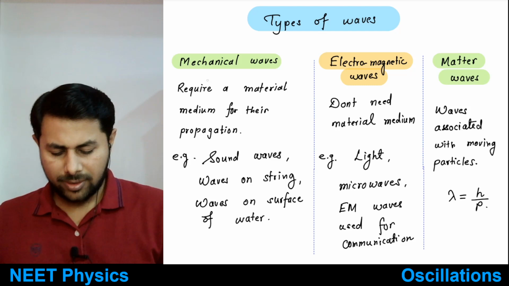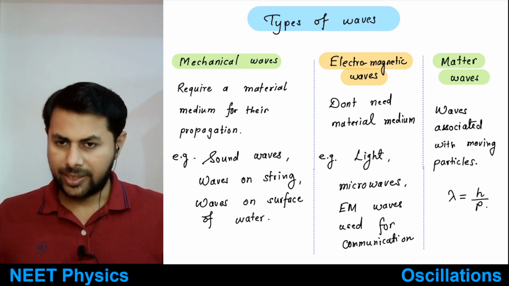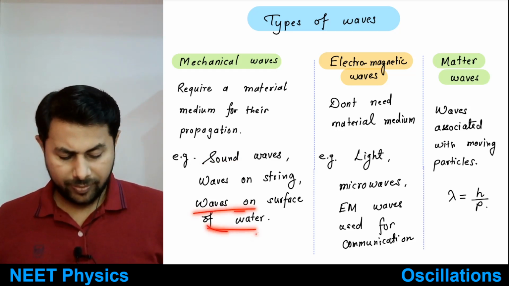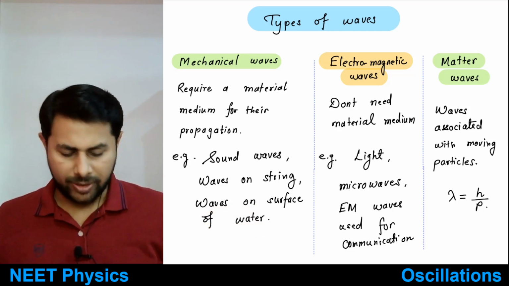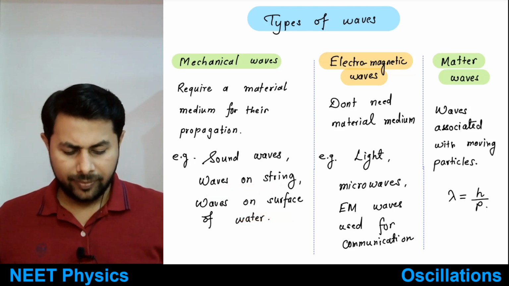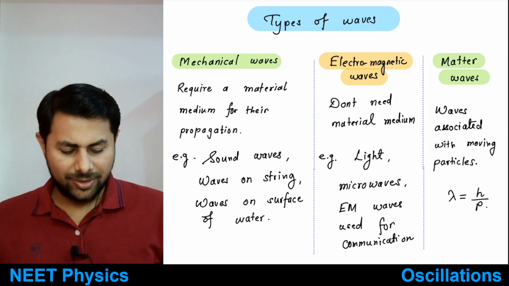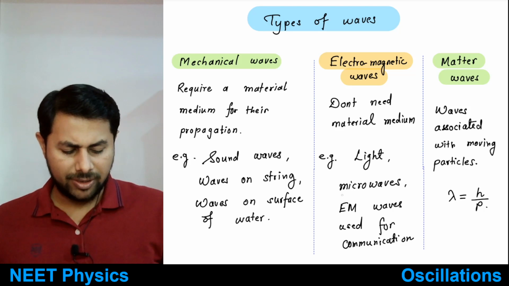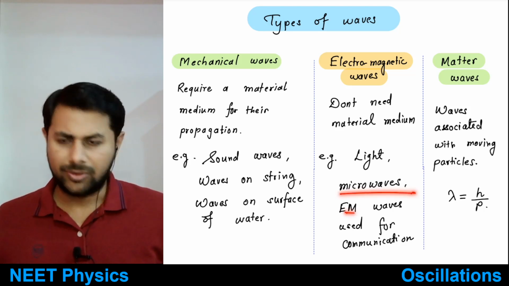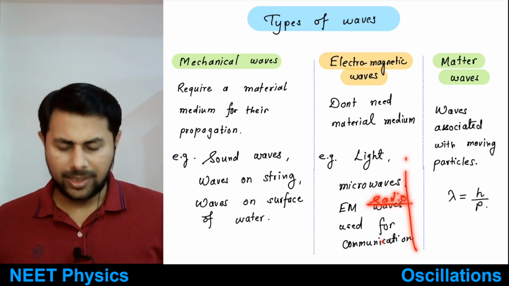The examples of mechanical waves are sound waves, waves formed on a string, and waves formed on the surface of water. So these are all mechanical waves. Then what are electromagnetic waves? There is a separate chapter called electromagnetic waves in 12th. Some examples are light. Visible light is electromagnetic waves, then microwaves, then electromagnetic waves used for communication, which are called radio waves. These are all examples of electromagnetic waves.